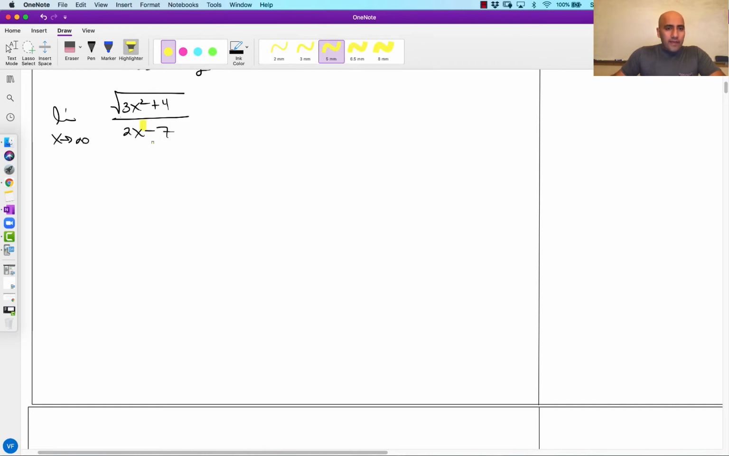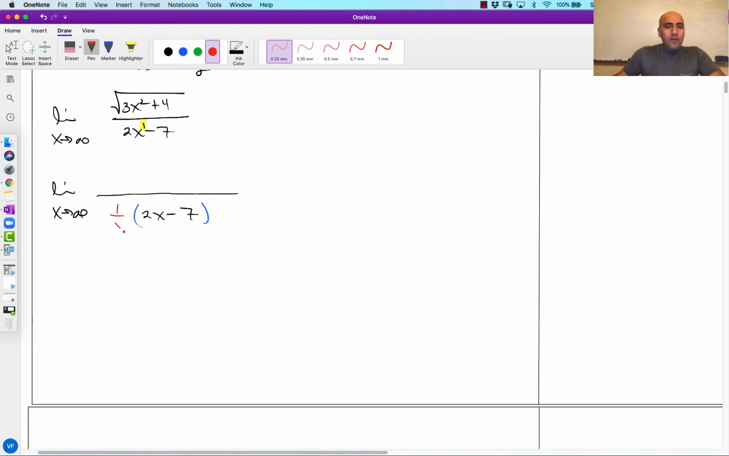Okay, again, we want to note that the biggest power here is a 1. So we want to do the same trick we did before. The limit as x approaches infinity, and then we'll have 2x minus 7 there. And we want to multiply the numerator and denominator by 1 over x. And in the numerator, we had this thing, the square root of 3x squared plus 4.